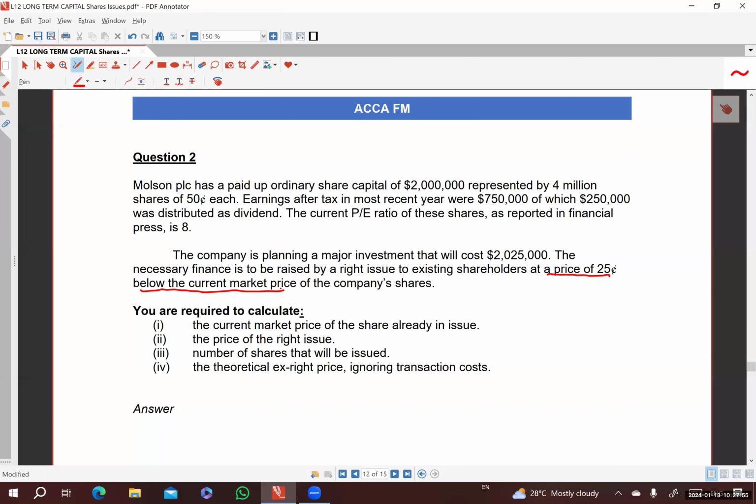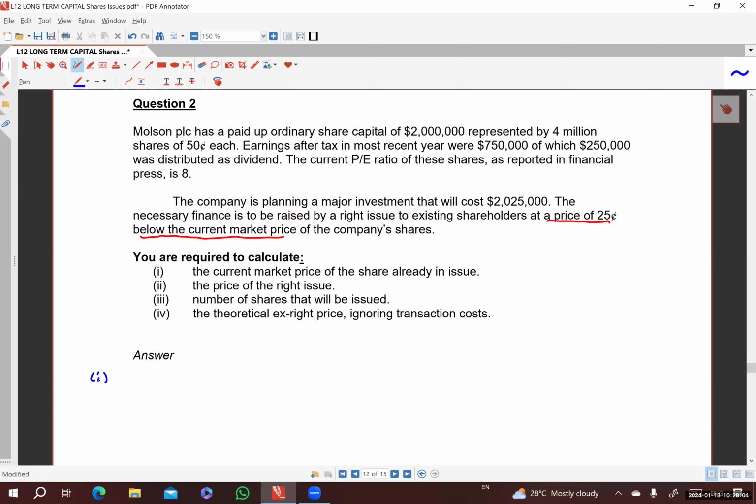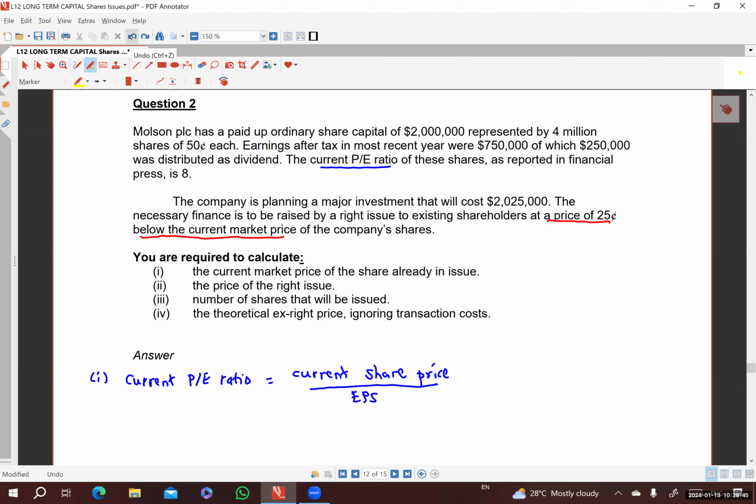You are required to calculate number one, the current market price. Now, the current market price is not given. You need to find it. To find the current market price, you are given the PE ratio. PE ratio is share price divided by earnings per share. That's why it's called PE. Share price divided by earnings per share. PE is 8 times.